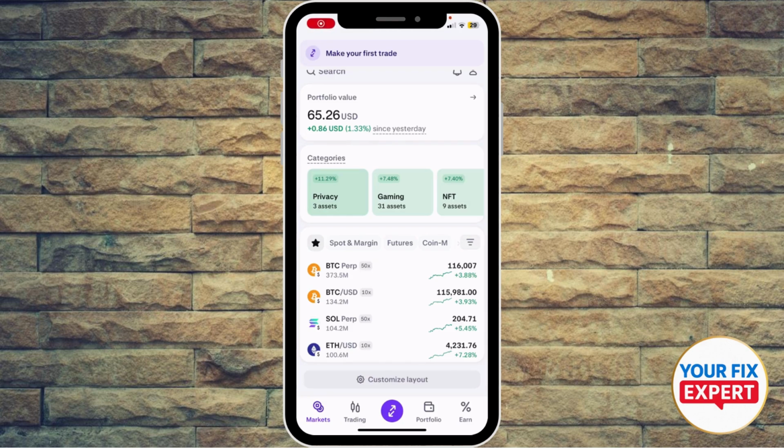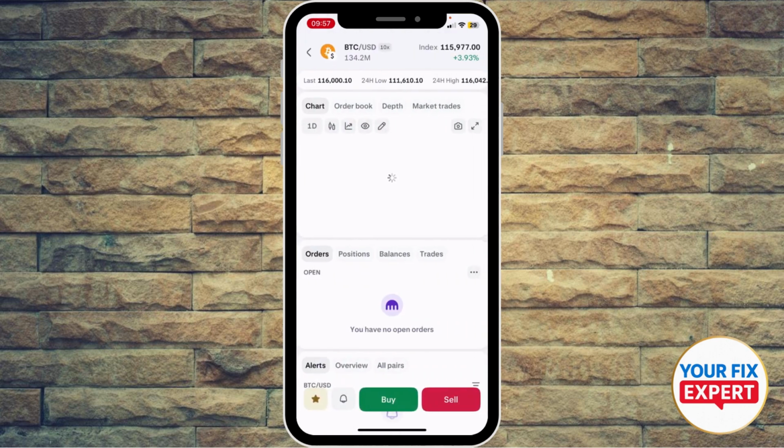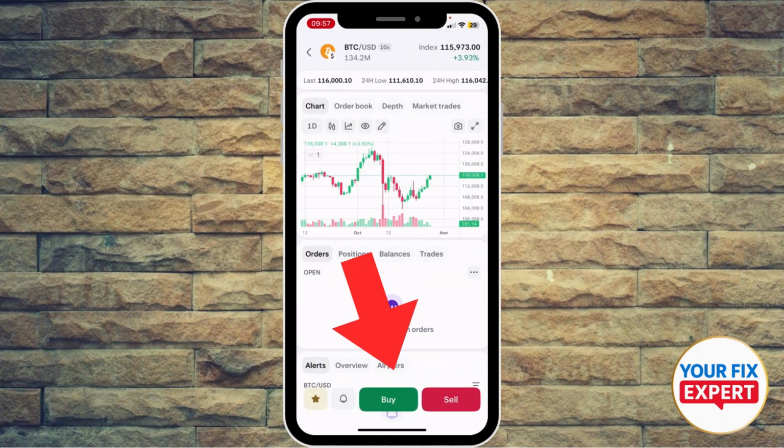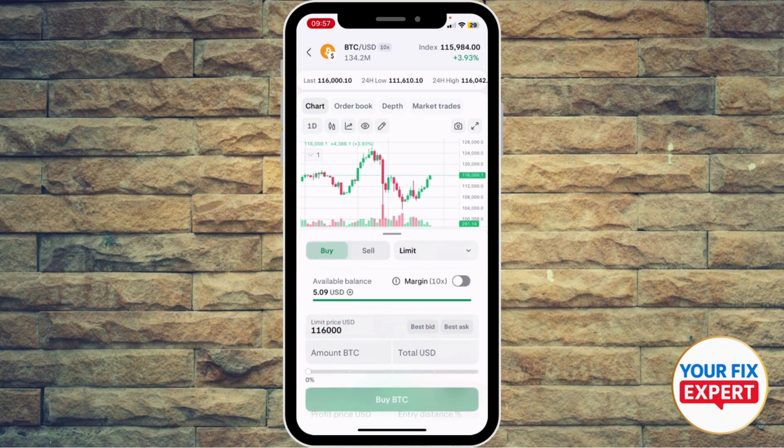Hey guys, to use Kraken limit order like a pro, first of all select the trading pair. Once you select the trading pair, hit buy or sell the coin. Select the limit order type and set a specific buy or sell price.